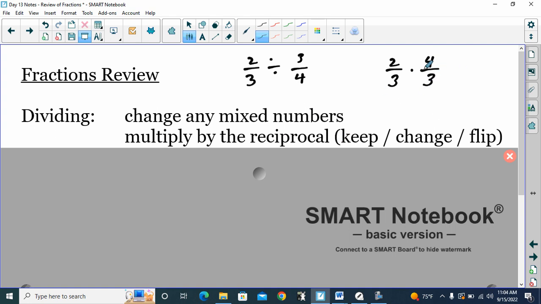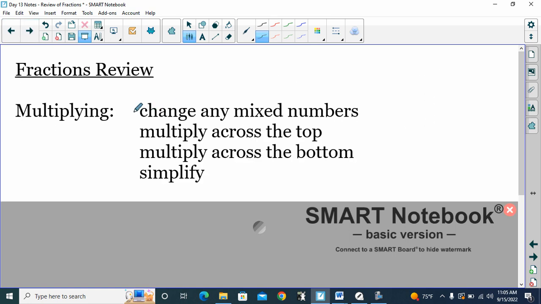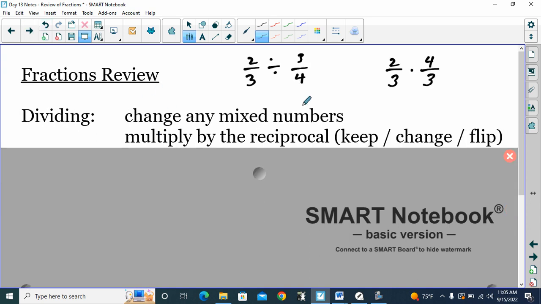Because we are now multiplying, you would go back and complete the multiplying steps. We should have already taken care of the mixed numbers, but now we're going to multiply across the top, multiply across the bottom, and simplify. So for this example, we do 2 times 4 is 8, 3 times 3 is 9. Simplify if you can. 8 and 9 have no common factors other than 1, so it can't be simplified.